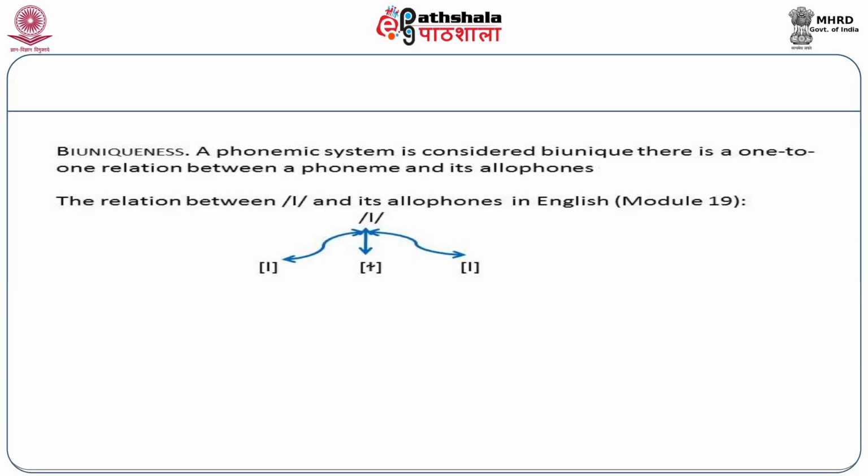As you notice here, the phoneme L is related to the three allophones, L, O, and L. Now, looking at these three allophones, you know that each one of them is an allophone of the phoneme L. And similarly, looking at the phoneme, you know that it has three allophones. This is what was meant by bi-uniqueness. Bi-uniqueness was a principle which was strictly adhered to.